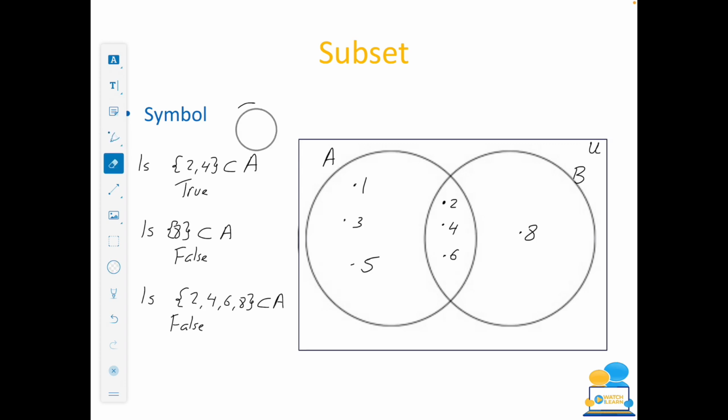Now we just have one more symbol to go with this. It's a horseshoe on its side if it is a subset. And if it's not a subset, draw the same symbol, but you put a line through it. So the second one there means not a subset.